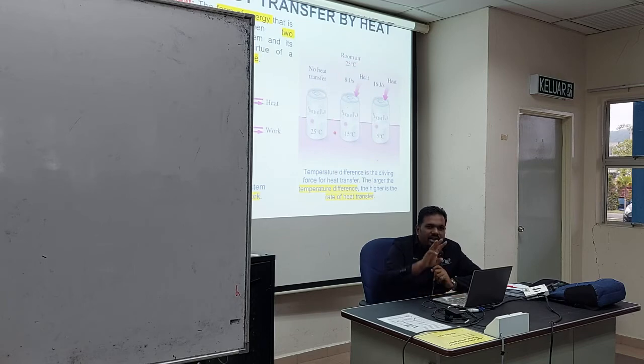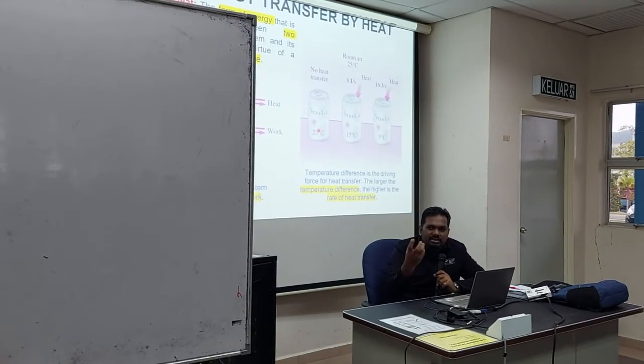Then you have 3 cans. One is 25 degrees Celsius, another is 15 degrees Celsius, and the other is 5 degrees Celsius. The room temperature is 25 degrees Celsius. What will happen to the first can? There is no heat transfer, because it has already reached thermal equilibrium. Its temperature is 25 degrees Celsius and the room is also 25 degrees Celsius, so no heat energy transfer.